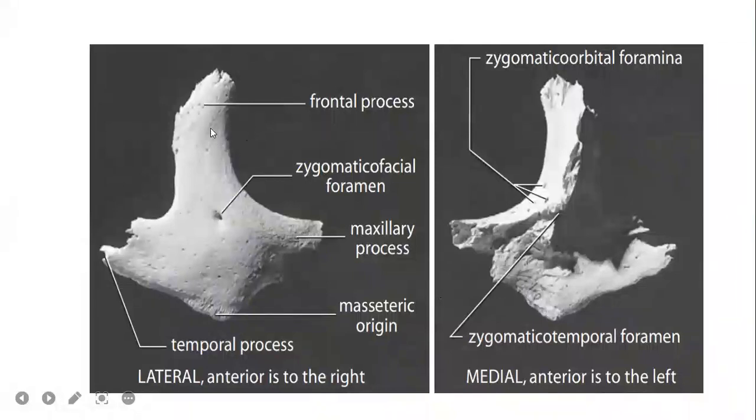For us, we have the frontal process, which is right here. We have the maxillary process, and we have the temporal process, and as well other structures, including the masseteric origin. The maxillary process, I've mentioned that. Then we have the zygomaticofacial foramen, which is definitely located there. We have the zygomatico-orbital foramina, which is found within this area, and as well we have the zygomaticotemporal foramen, which is located right there. So this is the lateral aspect of the right zygomatic, and the medial, anterior is to the left.